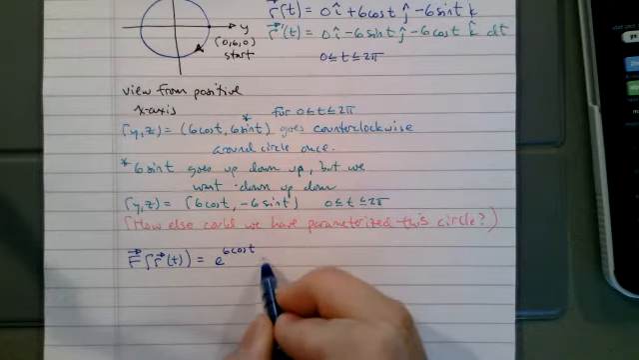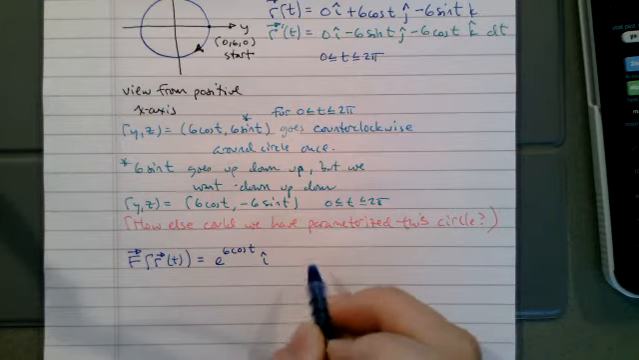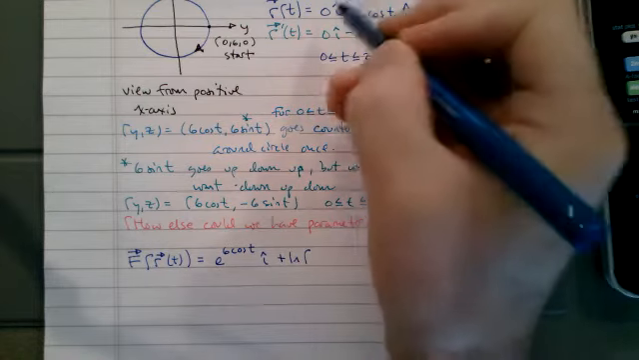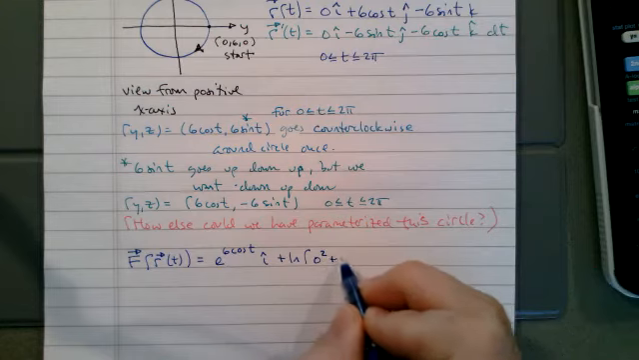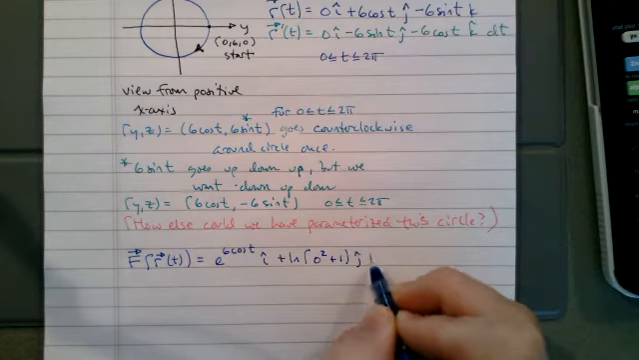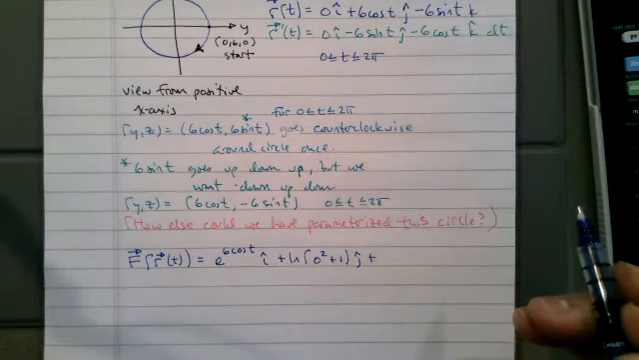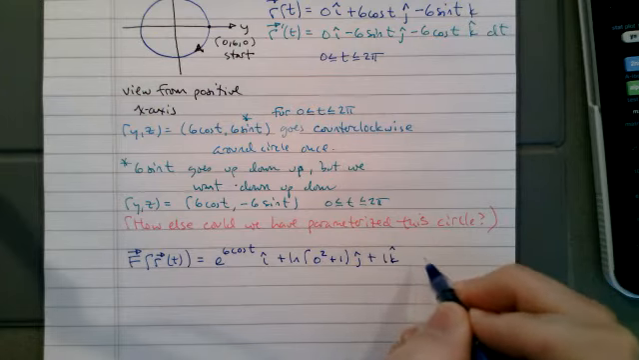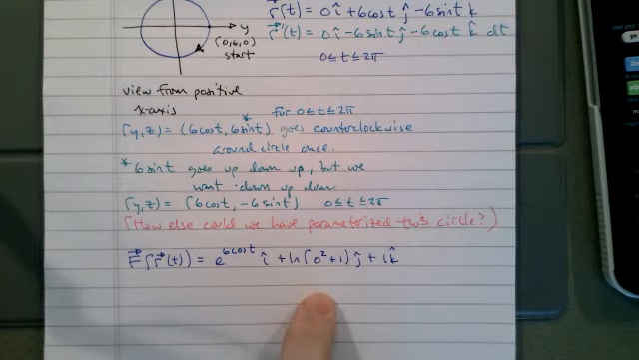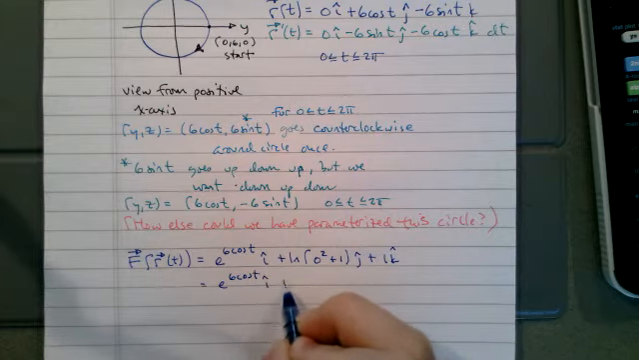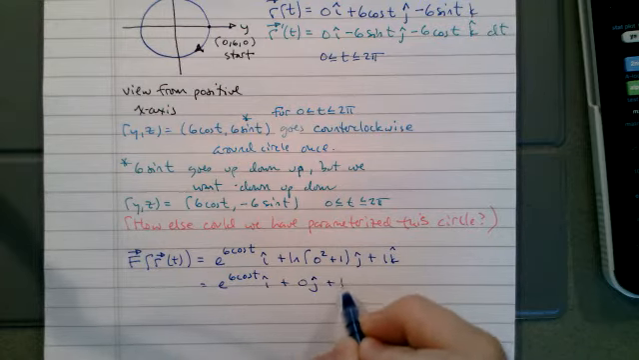times i plus natural log of x squared plus 1, so x is 0, so 0 squared plus 1, times j plus 1k. So this is what the vector field looks like. Now, if we simplify this part, 0 squared is 0 plus 1, we get the natural log of 1, which is 0, so we get no j component. So we end up with e to the 6 cosine t i, 0j, and 1k.